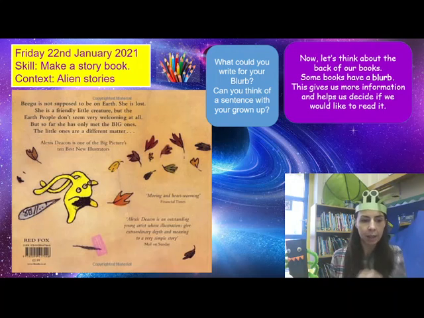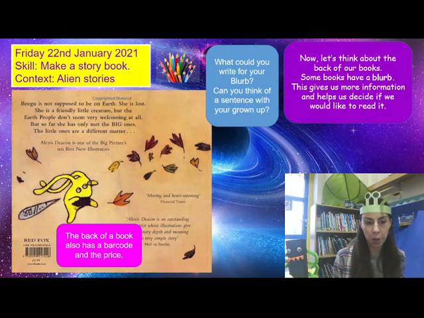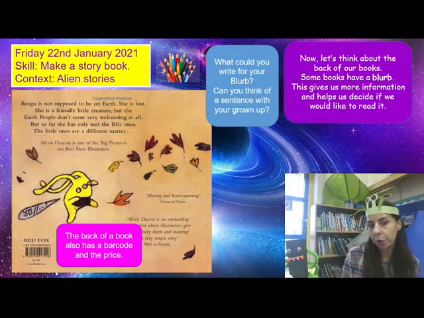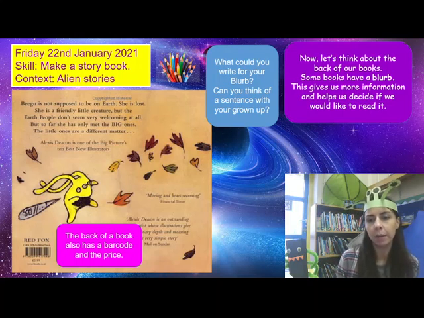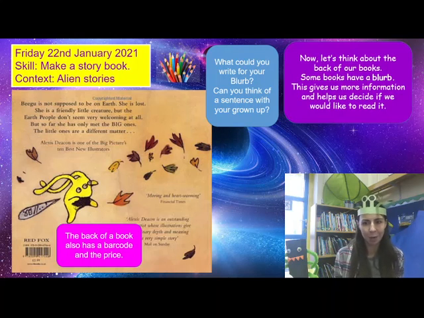And also at the back of your book, the back of books have a barcode and the price. So if you're going to sell your book, the barcode is where you scan it in at the shop, and of course the price tells us how much it costs. So Bigu was £5.99. Might give you an idea of how much you would like to sell your book for.